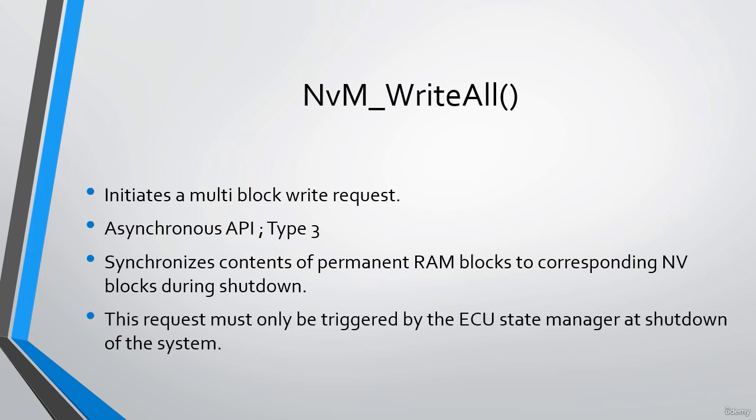Now this request must only be triggered by the ECU state manager and at the shutdown of the system. So again, as we saw in NVM read all, ECUM, the ECU state manager, is in charge of calling these two APIs, namely NVM read all and NVM write all. Even during the shutdown, it is the duty of ECUM to call the NVM write all API and thereby write all the updated permanent RAM block values to the NV blocks.